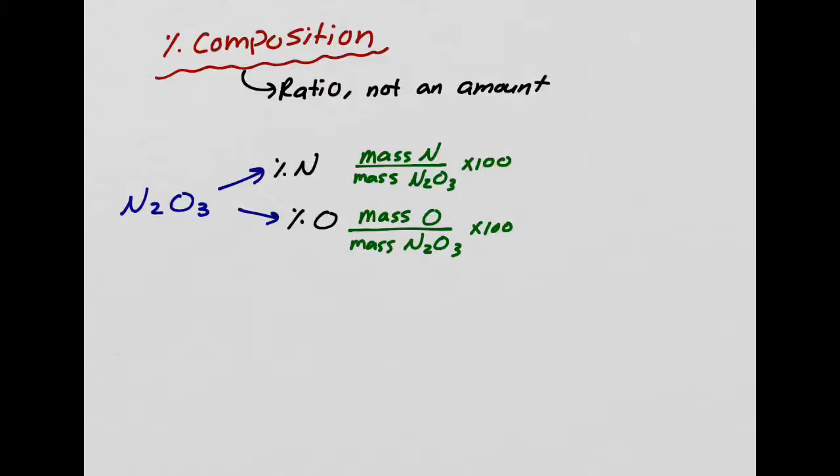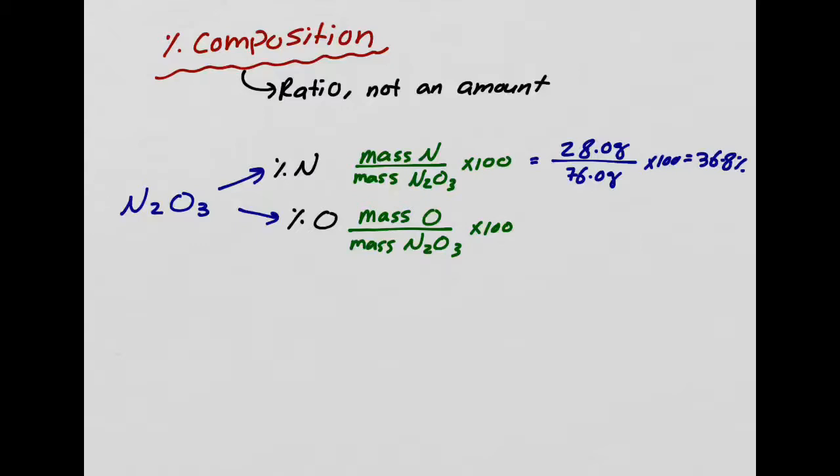So far so good? Okay. So let's do this one together. For nitrogen, the mass of nitrogen is 14. Now I have 2 nitrogen in this compound, right? So it would be 28.0 grams of nitrogen. The molar mass of N2O3, if I add up 2 nitrogen and 3 oxygen, is 76.0 grams, times 100. What I end up getting is 36.8%. We're good so far?